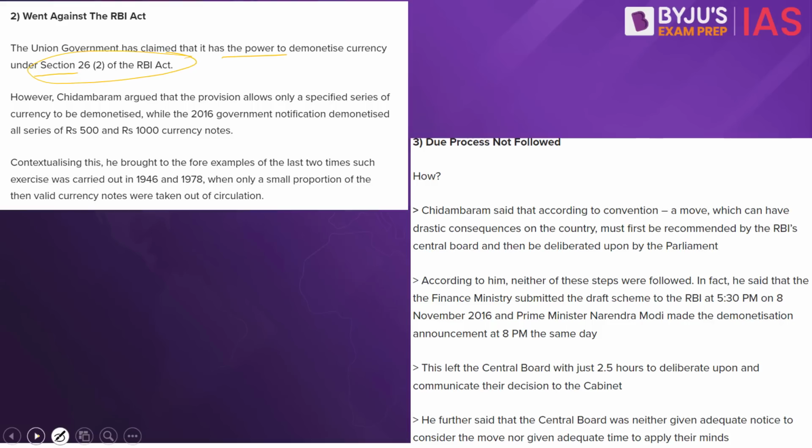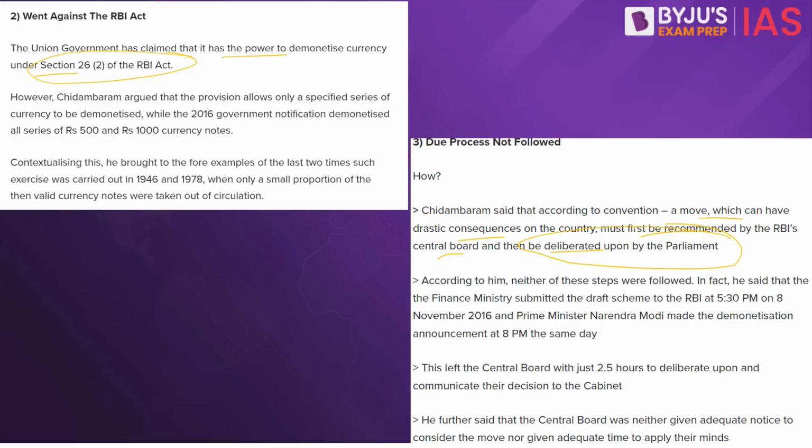What is the third question? Due process not followed. Chidambaram said that according to convention, a move which can have drastic consequences on the country must first be recommended by the RBI Central Board and then be deliberated upon by the Parliament. Since that was not done, the government had to be held accountable and the Supreme Court will have to deliver justice and give the judgment in favor of the petitioners, said this particular petition and a series of petitions.